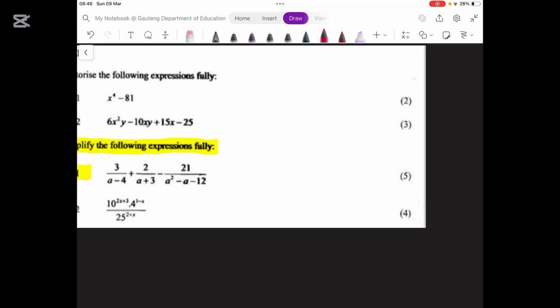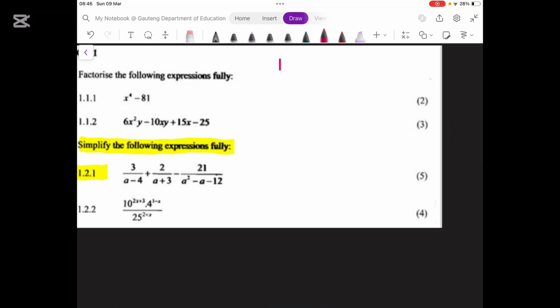Okay, 1.2.2. We have 10 to the exponent 2x plus 3 times 4 to the exponent 1 minus x, all divided by 25 to the exponent 2 plus x. So here we are dealing with exponents.